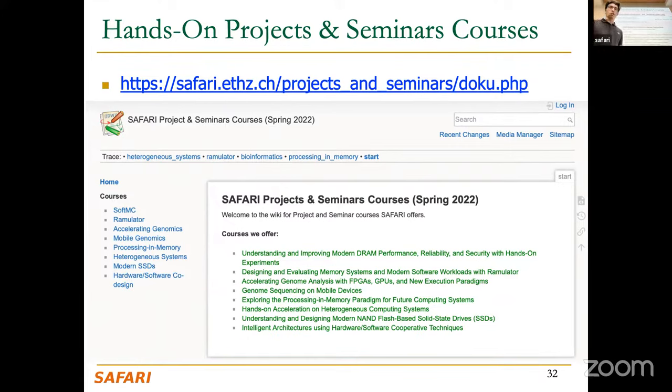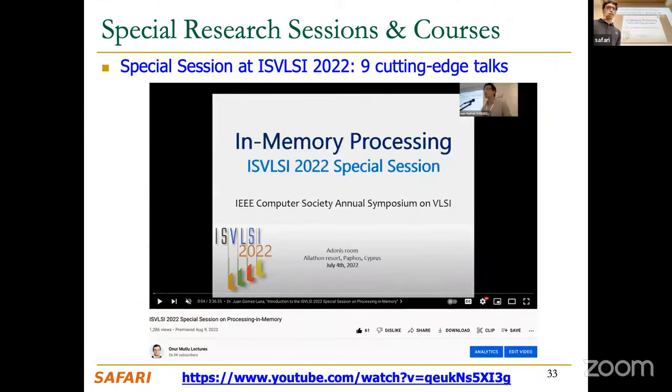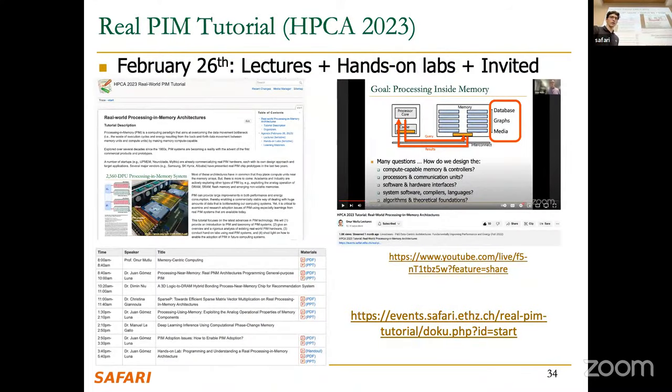And these are not the only things that we do for teaching and knowledge in general. We also organize special sessions, and we organize tutorials in major conferences. For example, this is a session on in-memory processing that we organized in the IEEE ISVLSI symposium last year in 2022. And this year, we have organized several editions of a tutorial on processing in memory systems with some talks by us, either Professor Mutlu or me, but also invited speakers from academia and from industry.